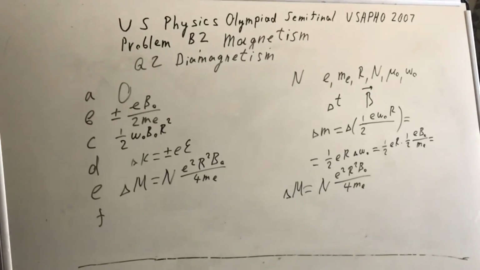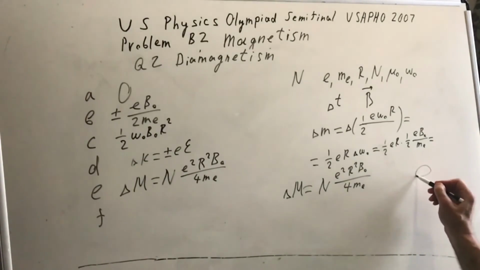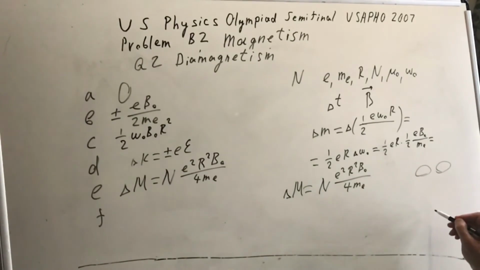And the last question is F. Suppose that the uniform magnetic field used in the previous parts of this problem is replaced with a bar magnet. So we have electrons and we have a magnet like this one. This is north, this is south, it doesn't matter. Would the diamagnetic substance be attracted or repelled by the bar magnet? How does your answer show this?